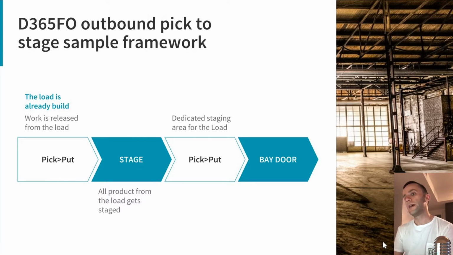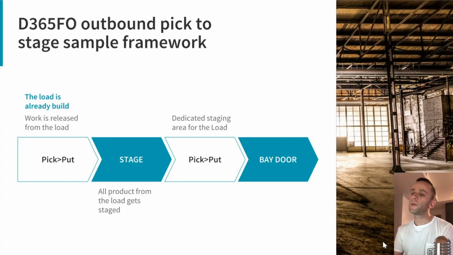So the issue there is, how would the user know what to pick from staging to the bay door? Hypothetically, each sales order can go on a different truck, and we need to tell the system somehow that a specific staged sales order or sales orders need to go to bay door 1, which is represented by truck 1 coming in, right?